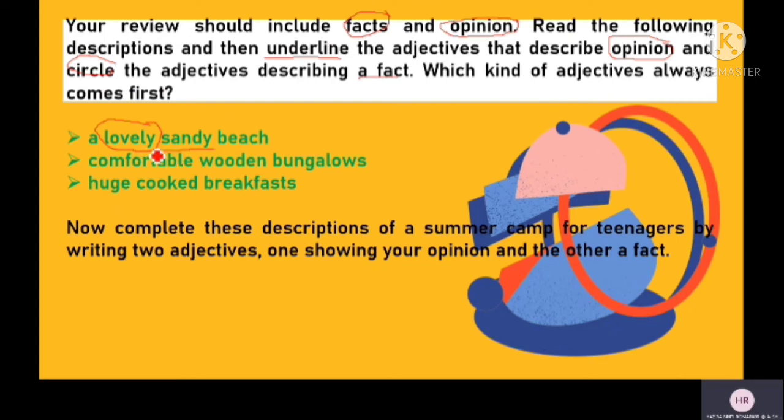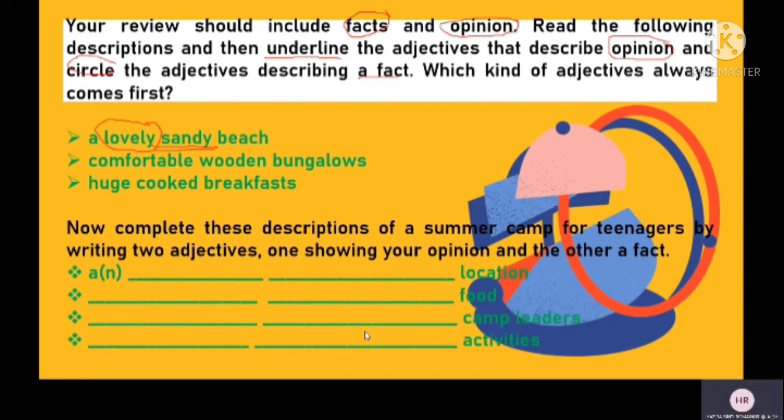Facts is something that cannot change. Even though there are many types of people going there, they still can find the sandy beach is there. Okay. Alright, now complete this description of a summer camp for teenagers by writing two adjectives, one showing your opinion and the other a fact. So the next task is for you to complete this sentence. Okay, alright, first one with opinion followed by fact.